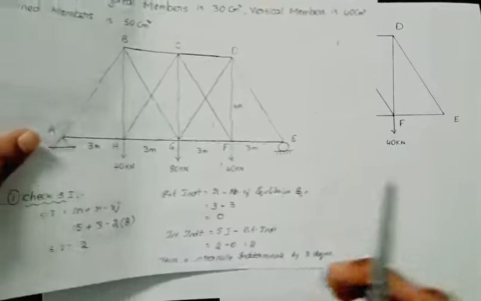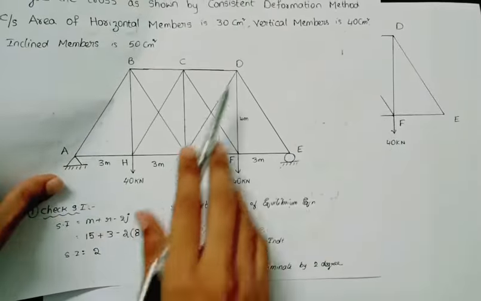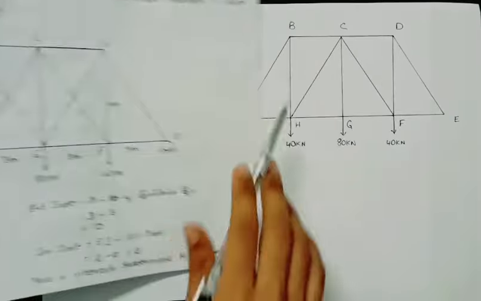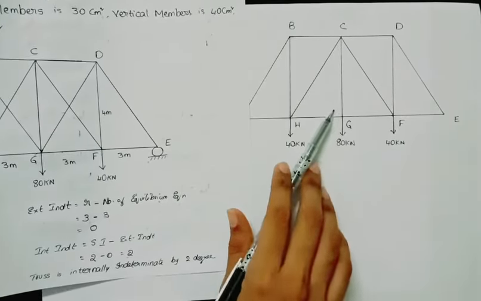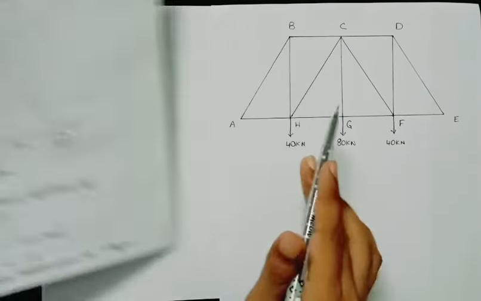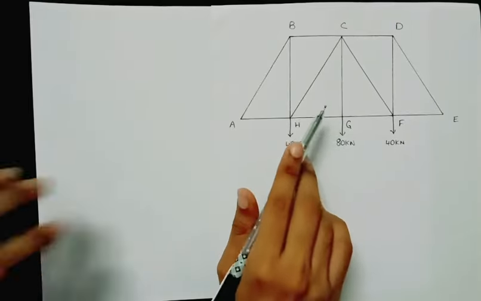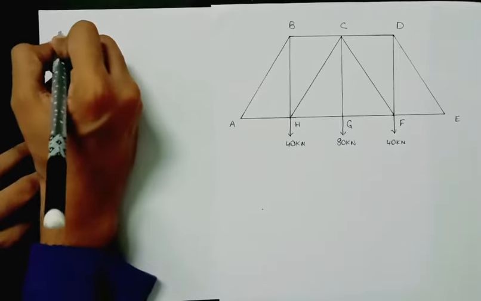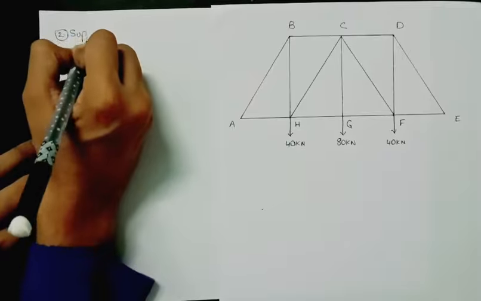As you can see, I have taken BG and DG as redundants. I have removed BG and DG from the given truss and redrawn the same truss here. We will start the second step, that is calculation of support reactions.